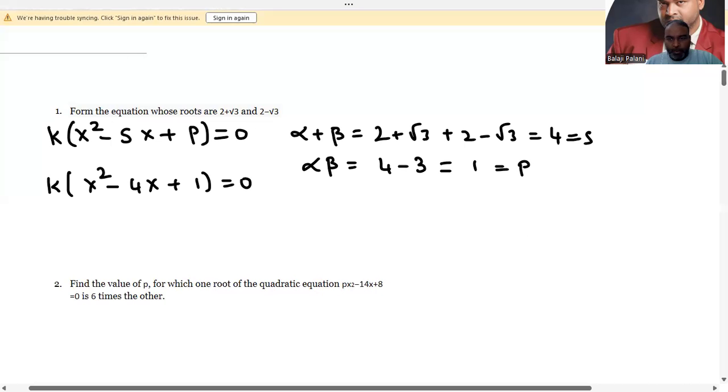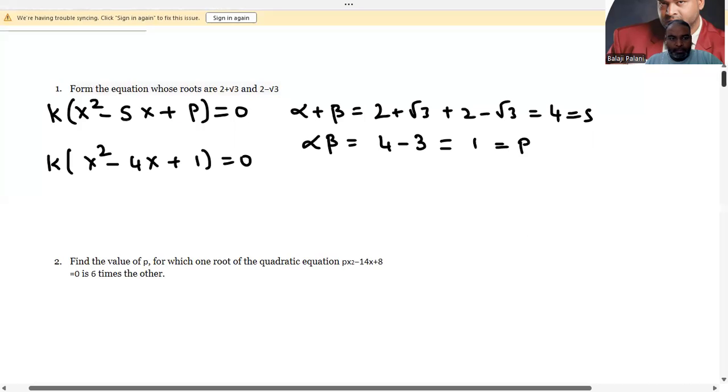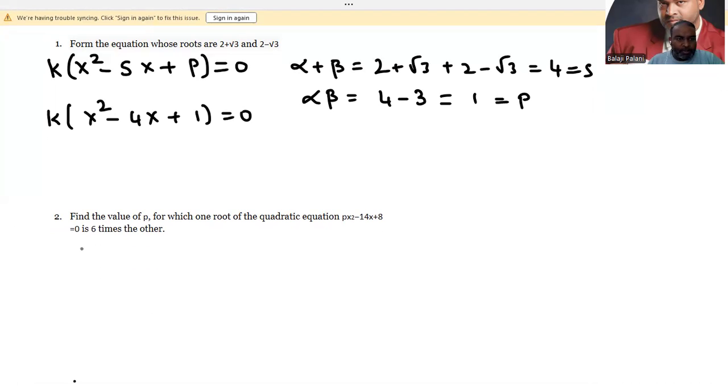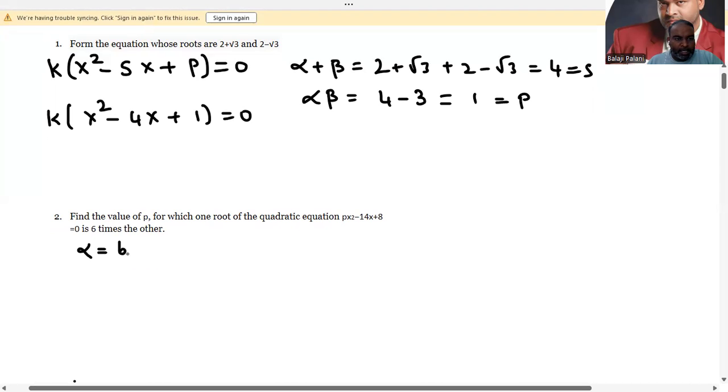Okay. So, second one here, find the value of p for which one root of the equation px square minus 14x plus 8 is 6 times the other. This is your choice. You can take one root as 6 times the other root. You can take alpha as 6 beta or beta as 6 alpha. So, the equation is px square minus 14x plus 8.